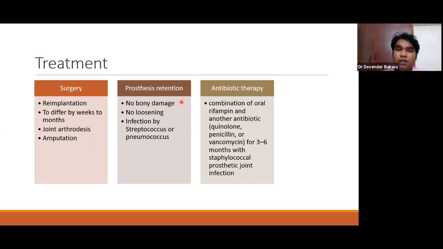Prosthetic retention is generally considered when there is no bone damage, there is no loosening, and the infection is by strep or pneumococcal organisms, which can be easily controlled. In such cases, the prosthesis can be retained.